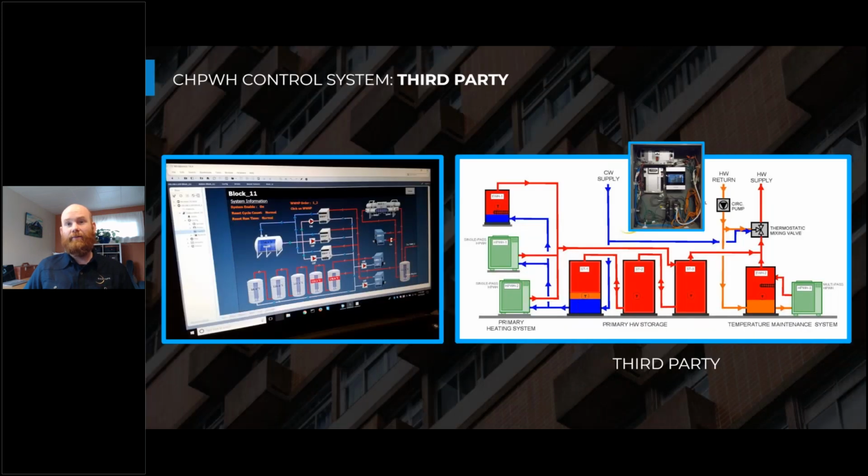And like I said, third party might be a good idea in some cases. It's definitely going to add cost to the project, so it might not be the best idea in all cases, but it does allow us to look at the system remotely and also communicate with other pieces of equipment in that system. So this is actually a picture of a control system from the Block 11 project, which is Sitka Apartments right by REI in Seattle.